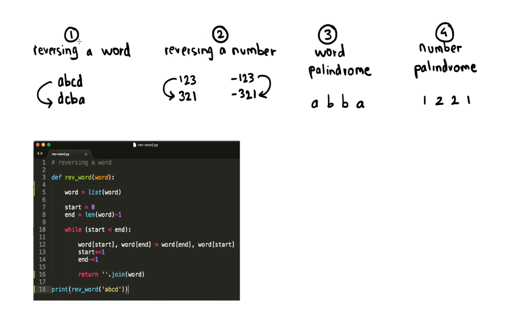And before we talk about 3 and 4, let's talk about reversing a word and reversing a number. I've already covered reversing a word in my previous video, so I'm going to quickly walk you through this once again. We have an ABCD string and we want to reverse it. The reversed version is going to be DCBA.